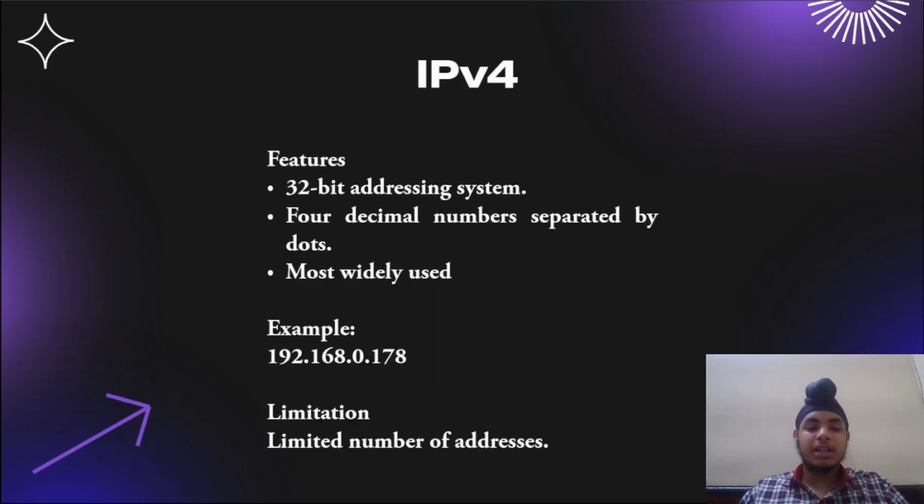Let's understand IPv4. There are two versions of IP addresses. One is IPv4 and one is IPv6. Let's first understand IPv4. IPv4 is a 32-bit address system written as 4 numbers separated by dots. It is still heavily used today.